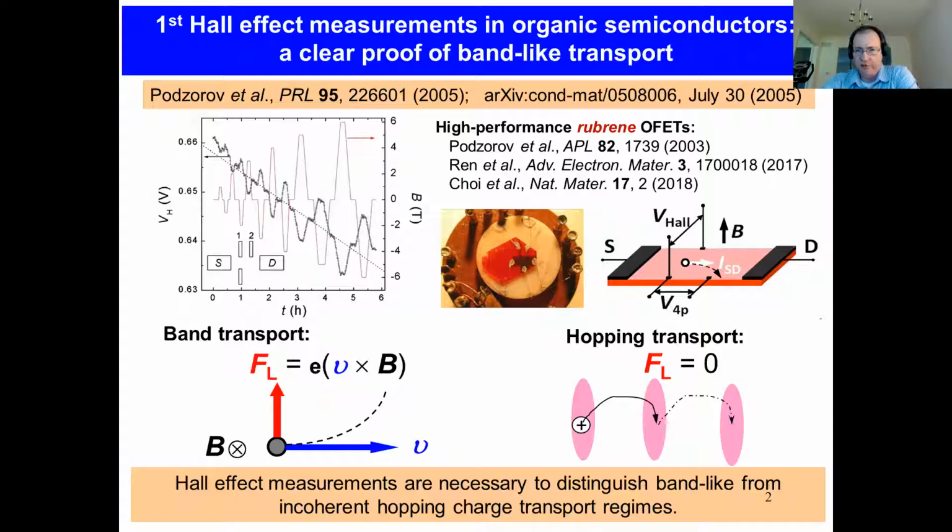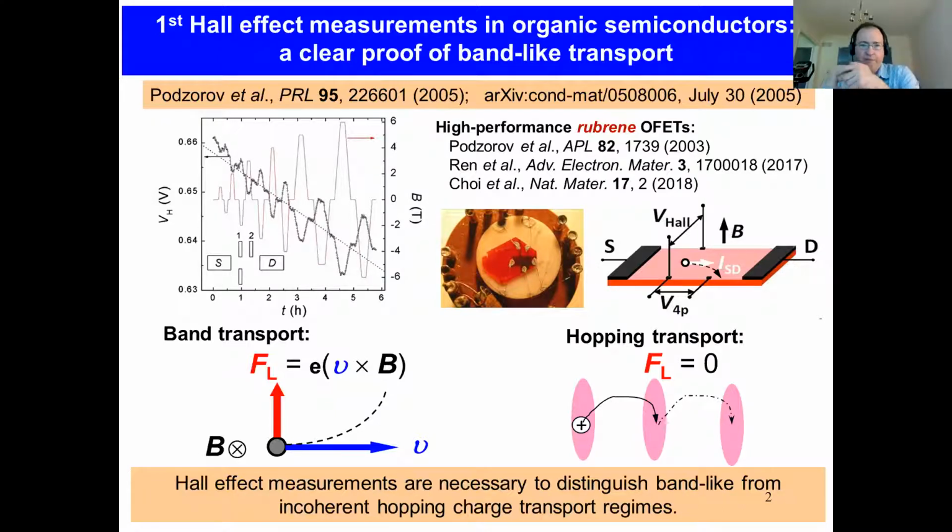As opposed to this situation, in purely hopping transport, charge carriers are moving by hopping from molecule to molecule, which is the process of quantum mechanical tunneling. So even though in this mode you have non-zero current flowing in a certain direction, microscopically you don't have velocity. So you have basically tunneling probability between molecules. And at least the classical Lorentz force in this case is zero, and you shouldn't be observing any Hall effect in this case. So just the observation of the classical semiconductor-like Hall effect in these systems is already a smoking gun proof that the charge carriers are delocalized and the transport can be band-like.